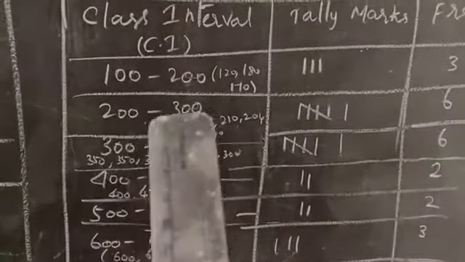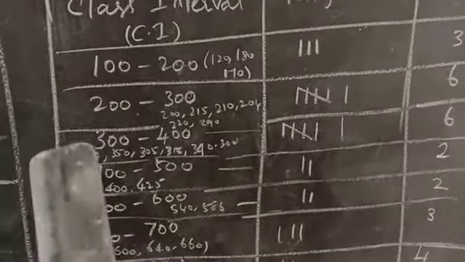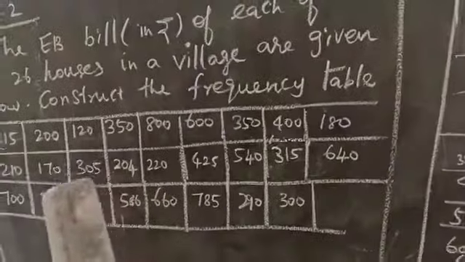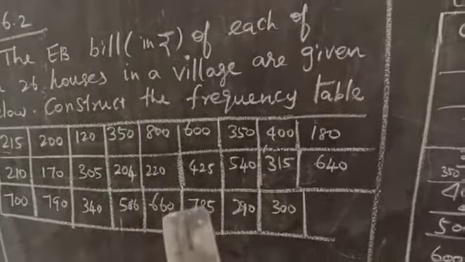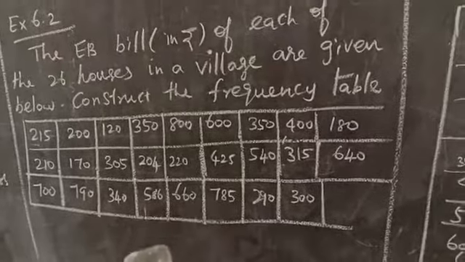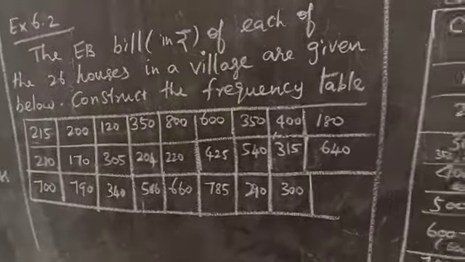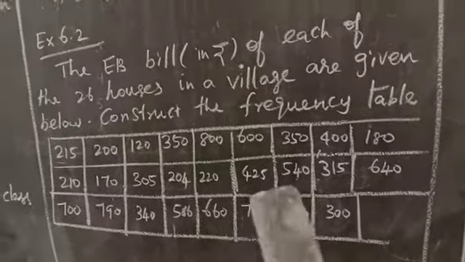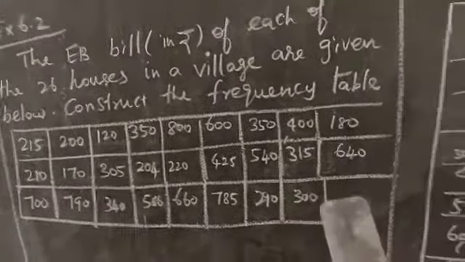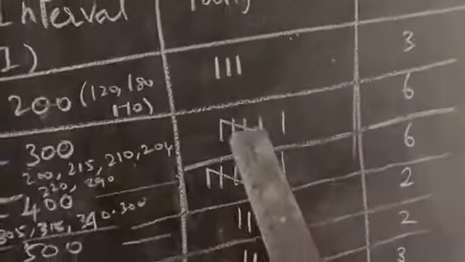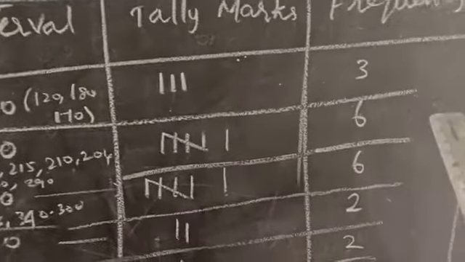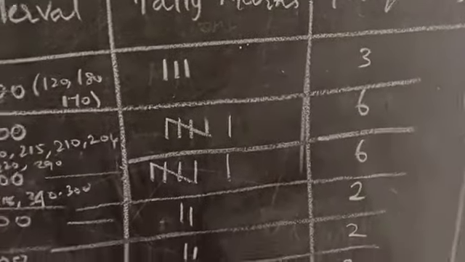Then 200 to 300. Here we take 200. Okay. So 200, 215, 210, 204, 220, 290. Okay, so there are 6 numbers in 200 to 300. So 1, 2, 3, 4, 5, 6. In frequency we write the number 6.